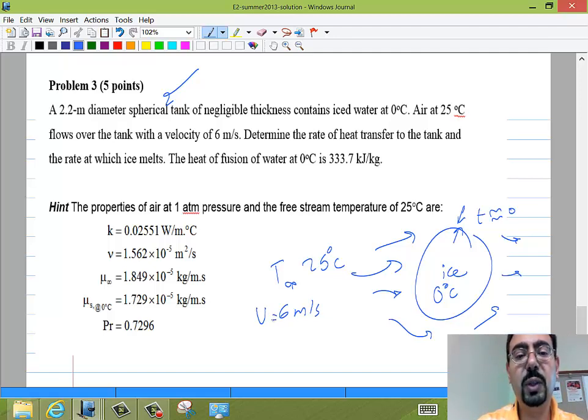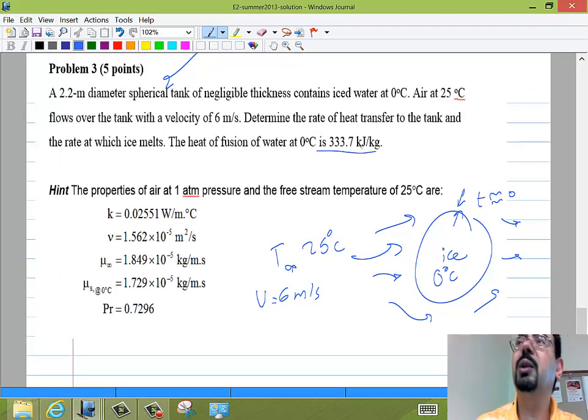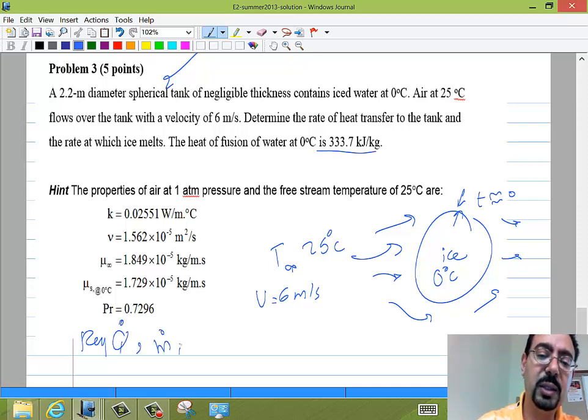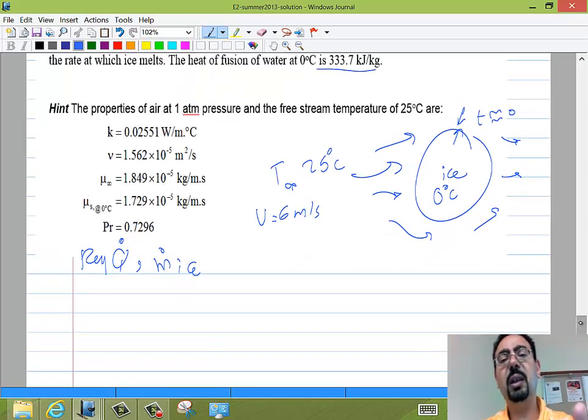Determine the rate of heat transfer to the tank and the rate at which the ice melts. And you give us how many joules it takes to melt 1 kilogram of ice, the heat of fusion. So required is the Q dot and the M dot of ice that will melt. So if I can get you the Q, how can you get me the M dot ice?